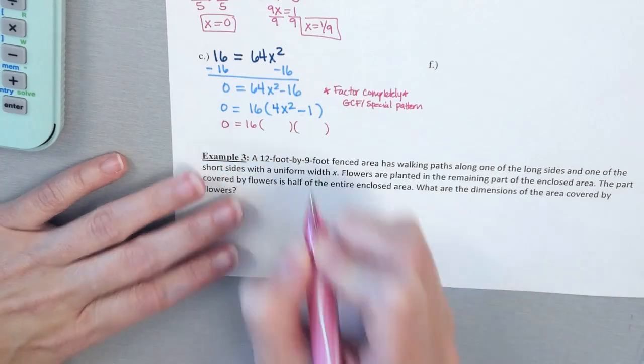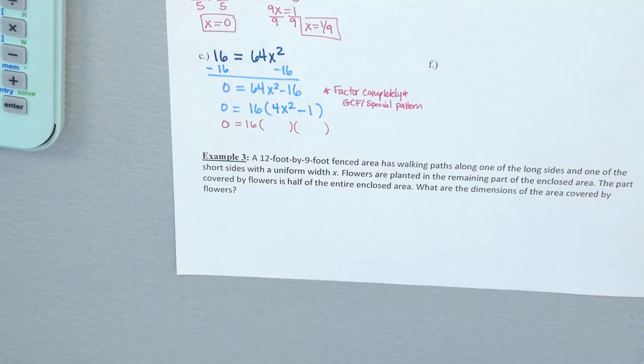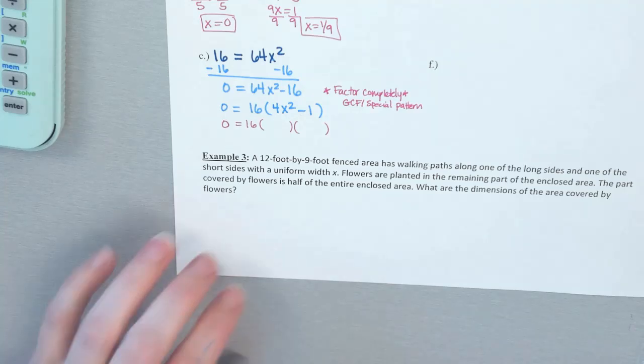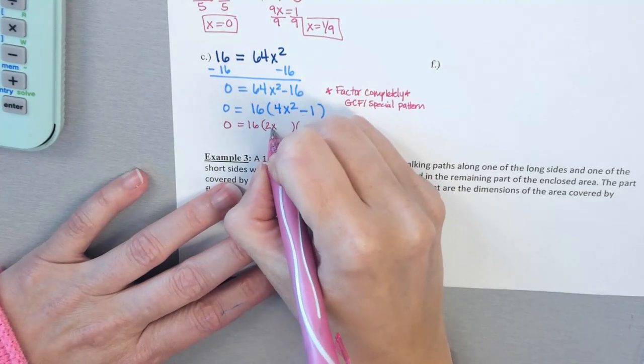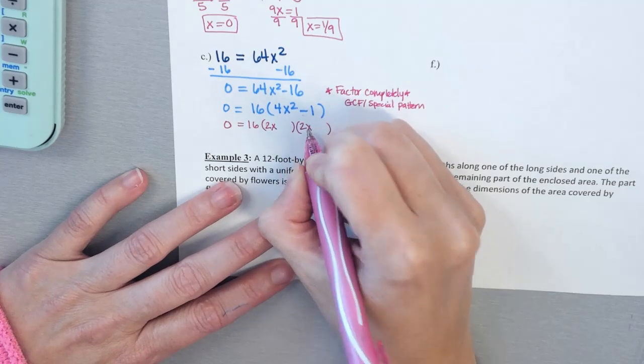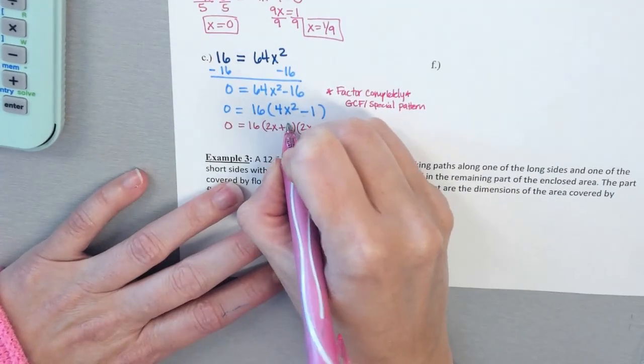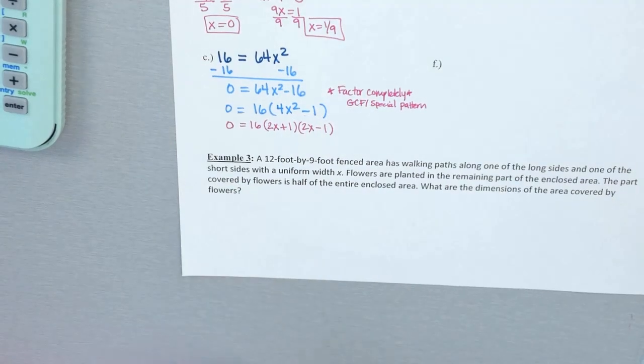Do you guys notice anything special about the 4x squared minus 1? Yeah, you have the x squared, what else? What's this? Yeah, so it'll be the difference of your two squares. So the 4x squared is a perfect square. 1 is a perfect square. So 2x and 2x, one has to be plus 1, one has to be minus 1.